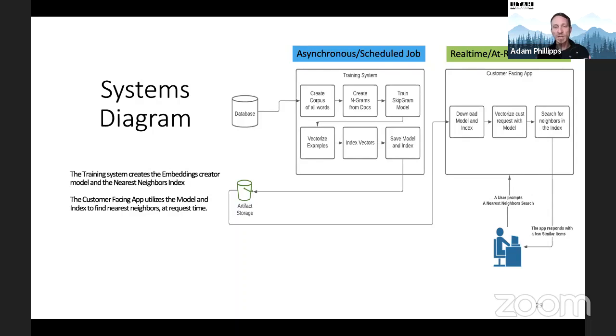And approximate nearest neighbor is really cool, so check it out if you're interested. But anyways, we've got our vectorized examples, and then we index them so we can search through it quickly. And then we have to save our skipgram model. I'll tell you why in a sec. We save the skipgram model and we save that index that we built. You can just throw these into an S3 bucket or something to use later on. So that's the training offline portion of this.